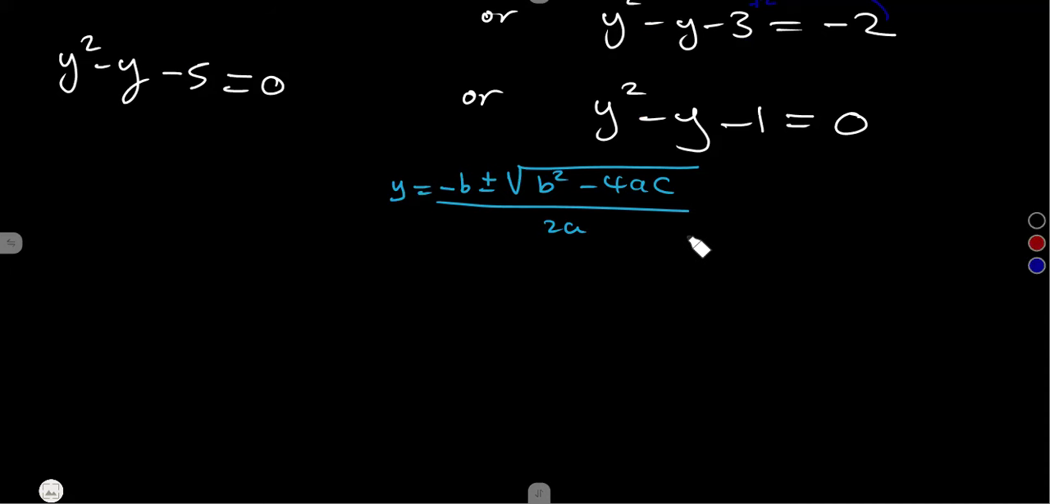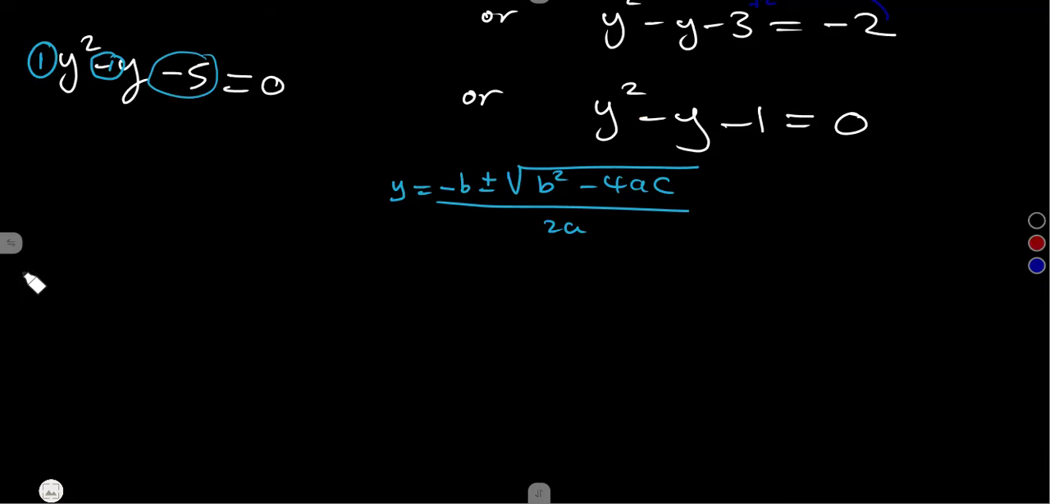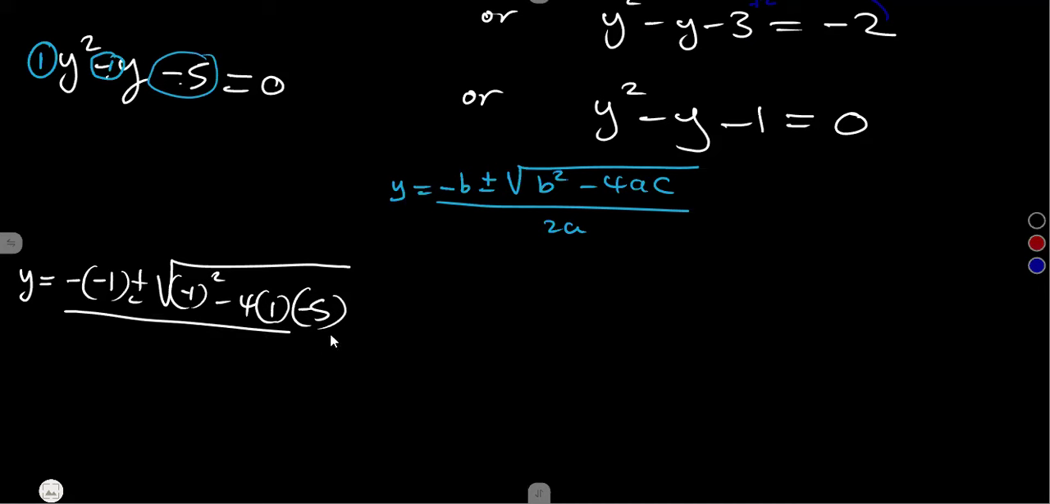So what is our a, b or c? Remember those coefficients: the coefficient of y squared, the coefficient of y, and the constant. Remember there are two equations, so we're going to solve this one, then we solve that one. On the first one, we're going to have y is equal to minus our b, the coefficient of y, which is minus 1, plus or minus the square root of minus 1 squared minus 4 times a. Our a is 1. Our c is negative 5. Everything over 2 times a, which is 2 times 1.